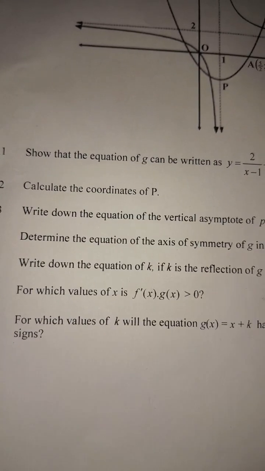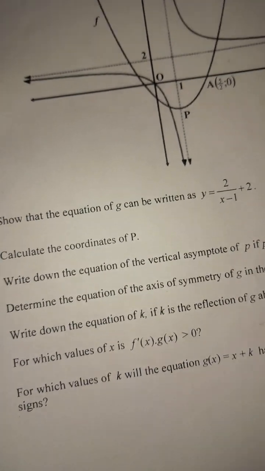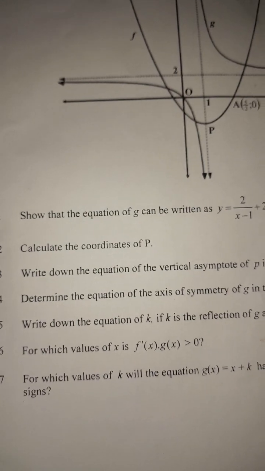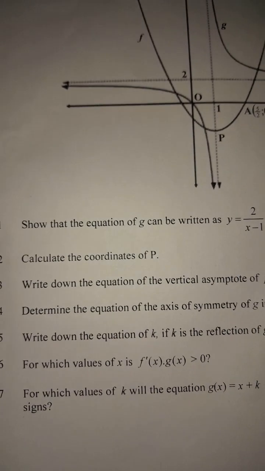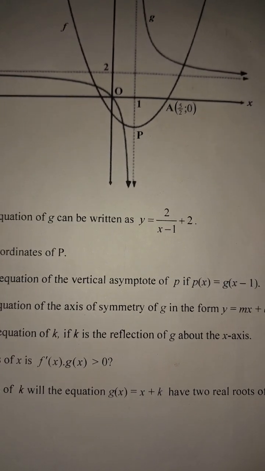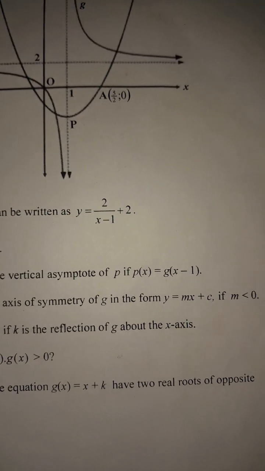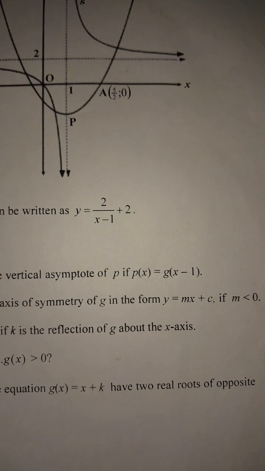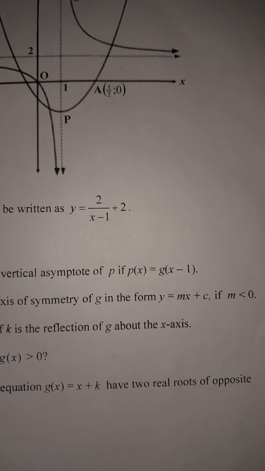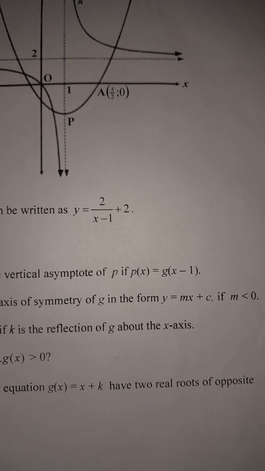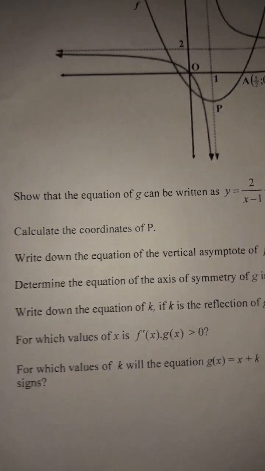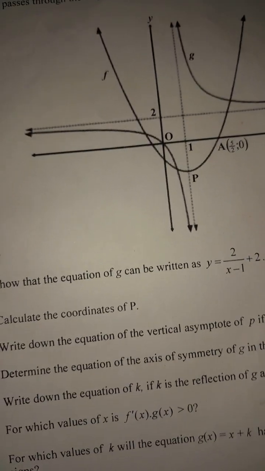So it's advisable that when you're working, pause the video and try to work it yourself. Right, so we are going to do now 4.4. At 4.4, we are required to determine the equation of the axis of symmetry of g in the form of y is equal to mx plus c, if m is less than 0. When m, which is the gradient, is less than 0, that means the gradient is negative. So they want us to determine the equation of this axis of symmetry.